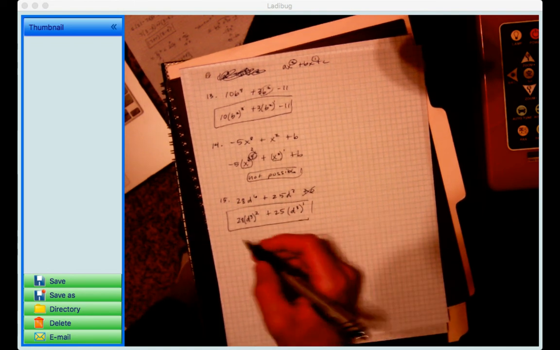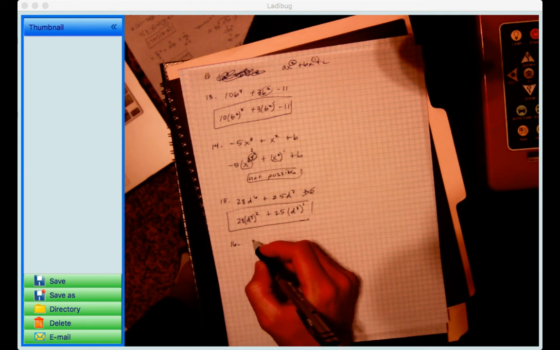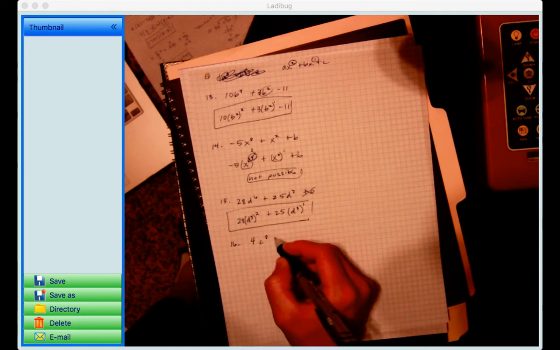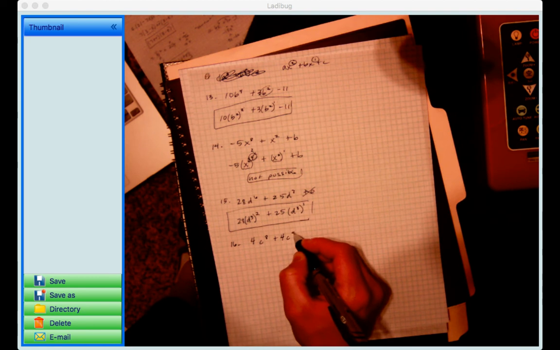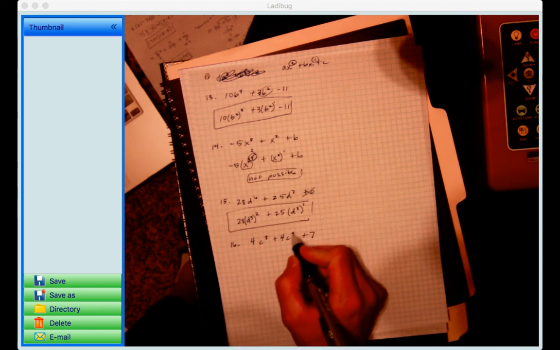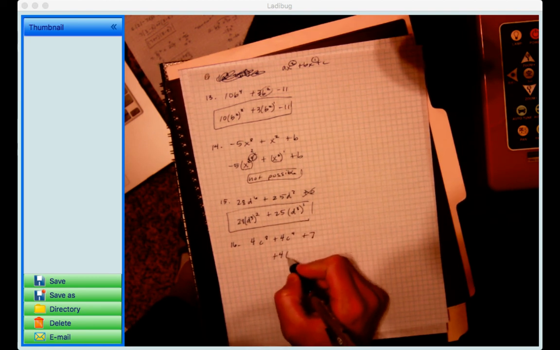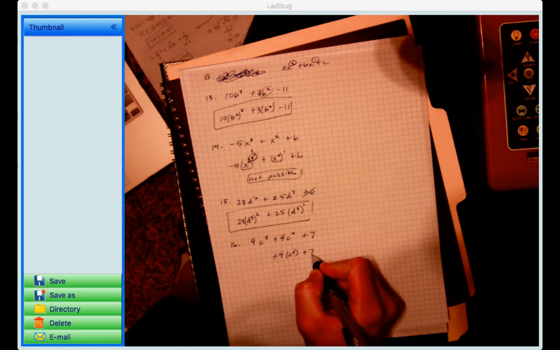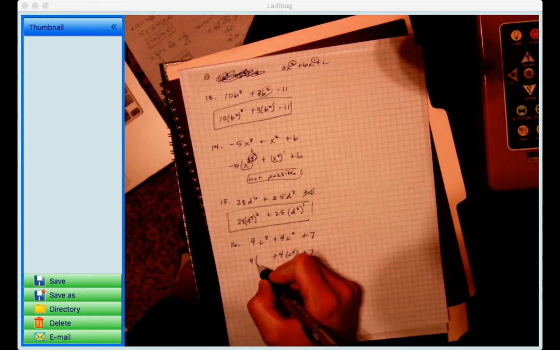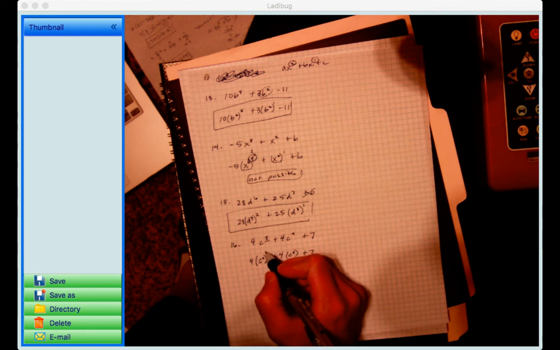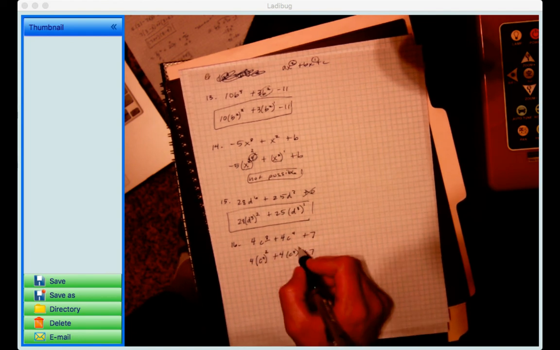I'll do 16 quick. So you have 4c^8 plus 4c^4 plus 7. I'm going to go here. I'm going to keep my c^4. Here I'm going to bring out a c^4. And then to get 8, I have to have a 2 there. There's my quadratic.